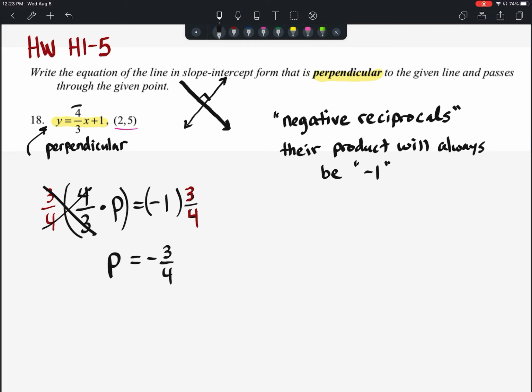So if you think about it, we took this original fraction, we flipped it, and then since it was positive, we made it negative. This is the slope of our new line. So we're going to take this here, and we're going to use it and this given point, and we'll do it just like we did in the last problem there. We'll set up our slope-intercept form, y equals mx plus b. We'll take this here and we will substitute in our slope for m, -3/4. We'll plug in the x value, 2 for x, and then we'll plug in our y value, 5 for y.